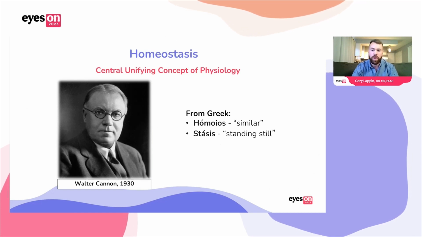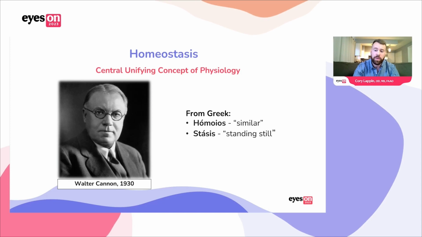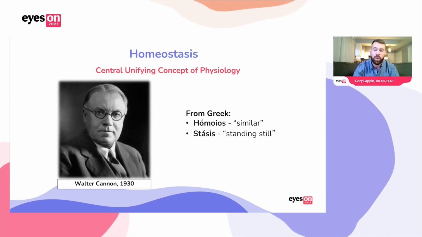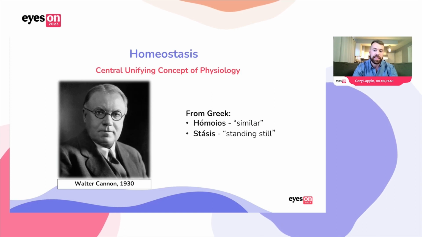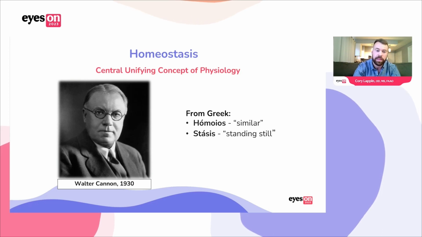So going back to our high school or middle school biology classes, homeostasis is something we are all familiar with. And actually, the concept of homeostasis was first described by Dr. Walter Cannon in 1930 when he coined the term homeostasis by combining the Greek words homeos, meaning similar, and stasis, meaning standing still. This idea of homeostasis was such a revelation, it would go on to become the central unifying concept of physiology. So let's do a quick review of homeostasis before moving on to the ocular surface specifically.